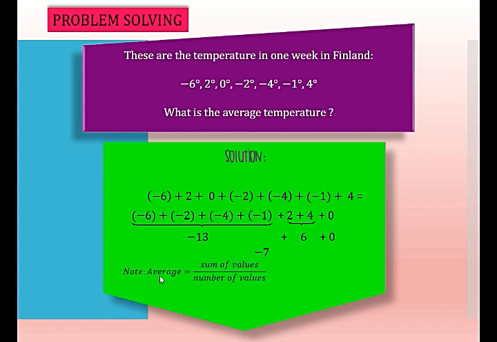Take note that in finding the average, we have the sum of values divided by the number of values. So, that is negative 7 as the sum of values and 7 as the number of values. So, the answer is negative 7 divided by 7, which is negative 1. So, the average temperature is negative 1.